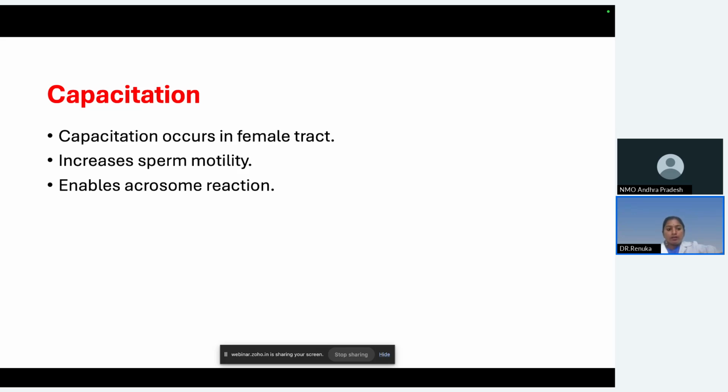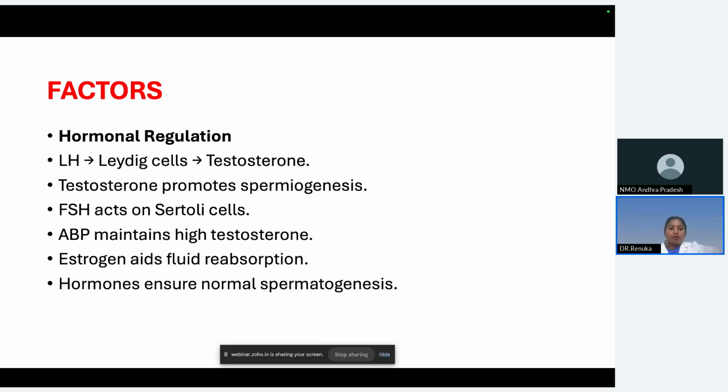Okay, these are the factors controlling spermatogenesis. First, hormonal regulation. LH, you all know, luteinizing hormone. It acts on Leydig cells. Leydig cells produce testosterone. What is the function of testosterone? It promotes spermiogenesis, the production of sperms. And then FSH. FSH acts on the Sertoli cells. You just saw the function of Sertoli cells. Then androgen binding protein maintains high testosterone. And then estrogen aids in fluid absorption. All these hormones ensure normal spermatogenesis.